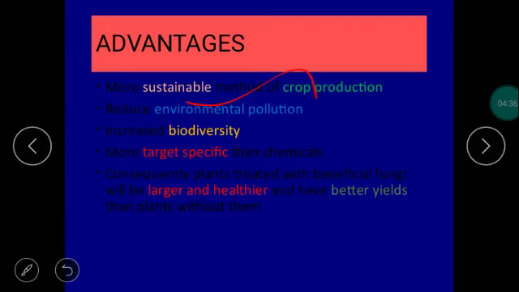Advantages: it gives sustainable crop production and reduces environmental pollution because we are not using any pesticides. It increases biodiversity. It is more target specific than chemicals. It gives larger, healthier, and better yields.